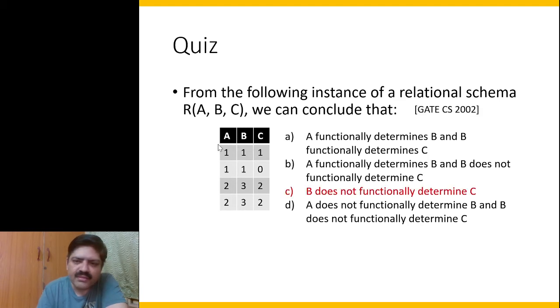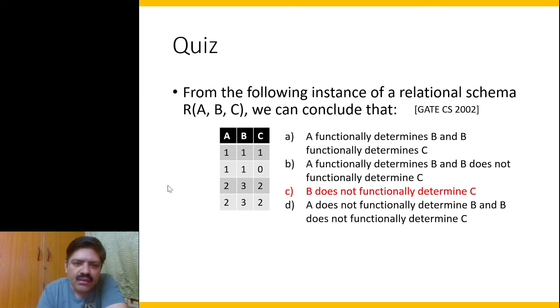Here is the right answer. B does not functionally determine C is all we can say from this instance. One thing that you should understand from this example is that we cannot determine functional dependencies given a specific instance. Functional dependencies are associated with the real world, the domain, and not the specific instance. FDs impose constraints on what a relation can carry and what a relation should not carry.